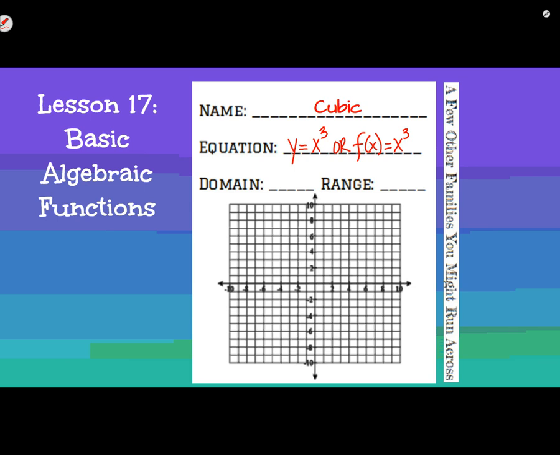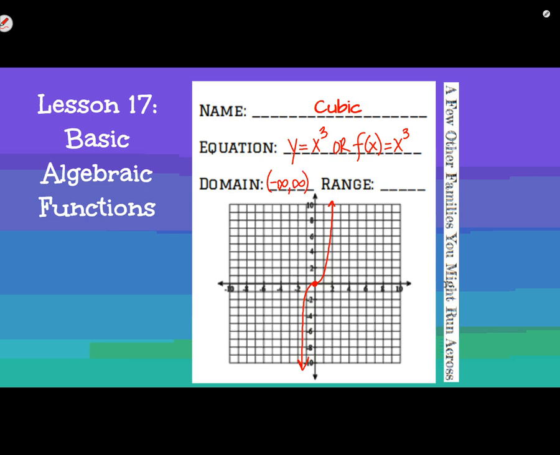So on 0, 0, you're going to put a point. On the right side, you're going to go up almost like a quadratic does, but the left side's a little bit different. You're going to flip that down and go this way. So there is a cubic graph. And it goes left and right, up and down forever. So it goes left forever to negative infinity, right forever to positive infinity.